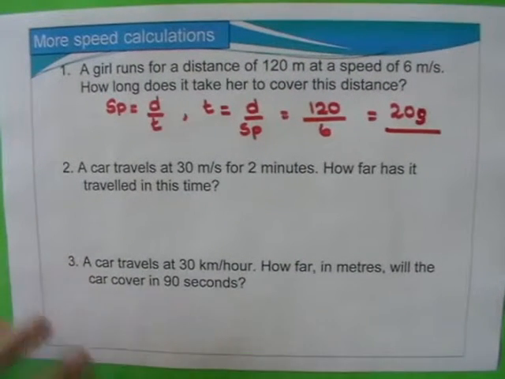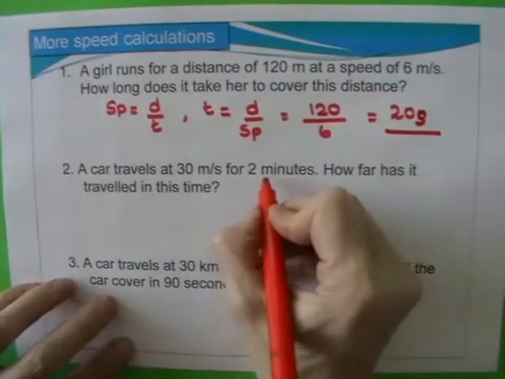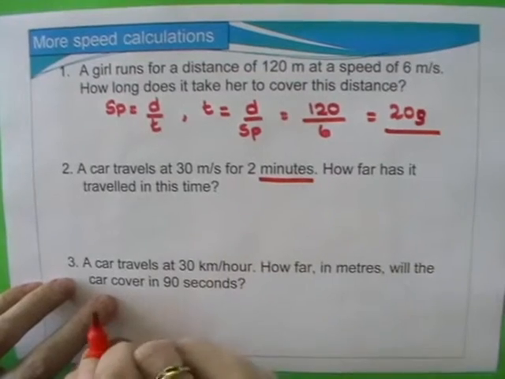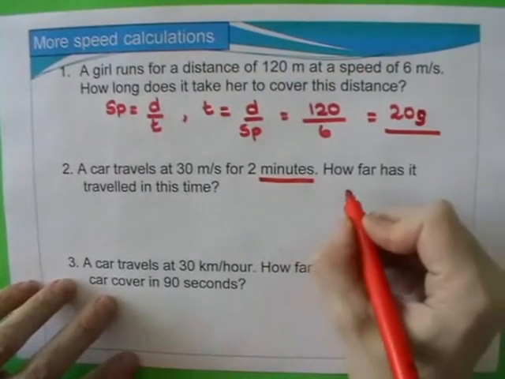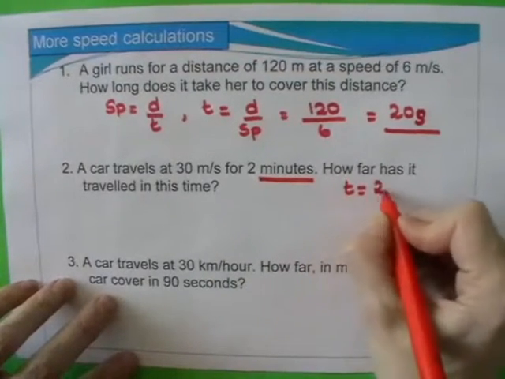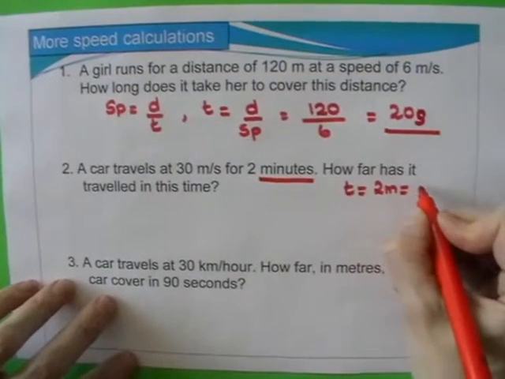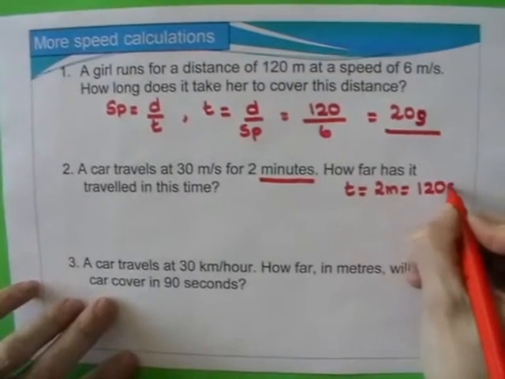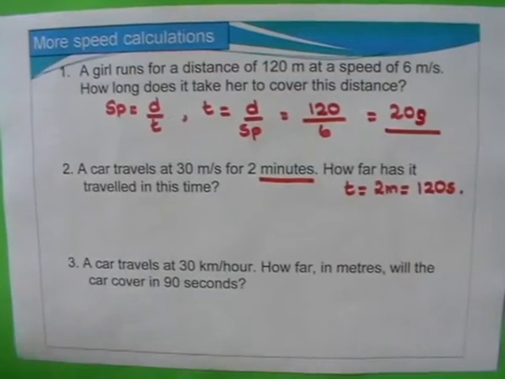A car travels at 30 metres per second for 2 minutes. How far is it travelling this time? Now, there's a wee bit of a trick in here, and the wee trick is the minutes bit. You have to have time in seconds. So the time, we'll just write at the side, 2 minutes. And that's 2 times 60, which is 120 seconds. So just be very careful about that.